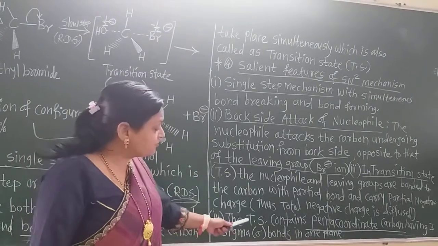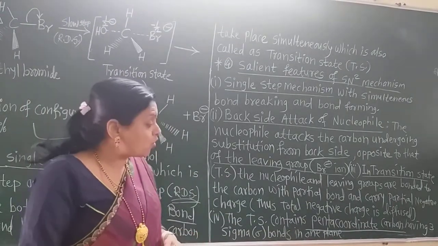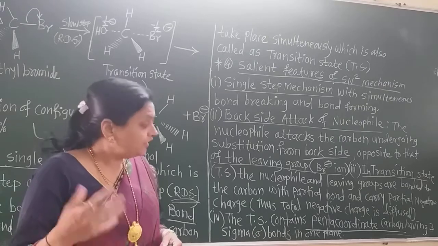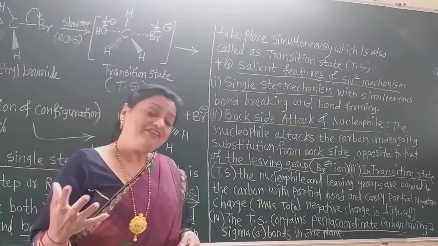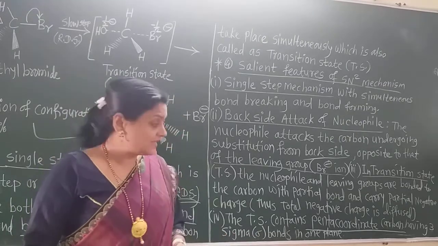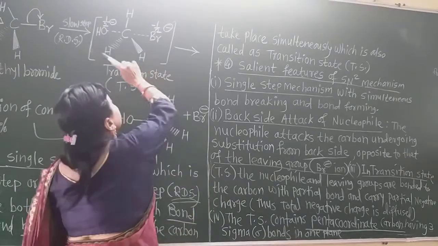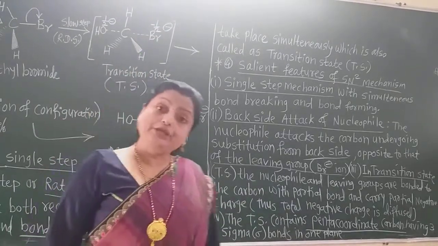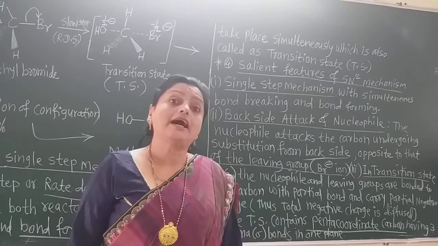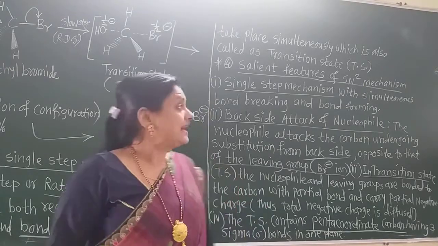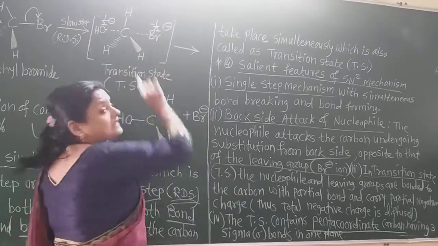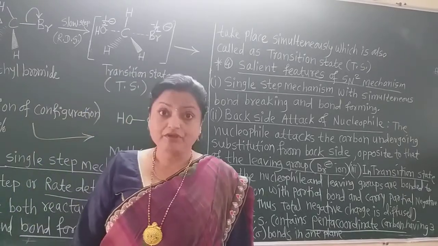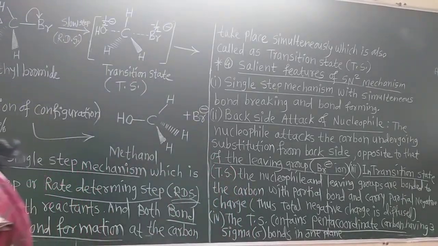The transition state contains a penta-coordinate carbon, in which the carbon has 3 sigma bonds, and all these 3 sigma bonds, with the hydrogen atoms attached to that carbon, are planar, and the bond angle between them is 120 degrees.